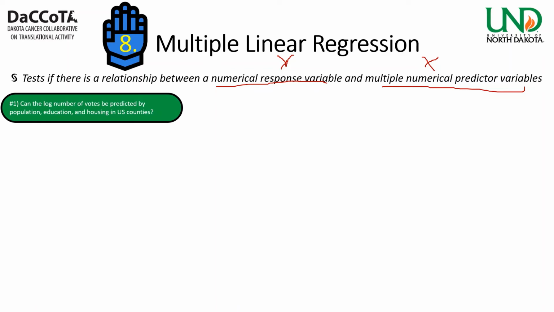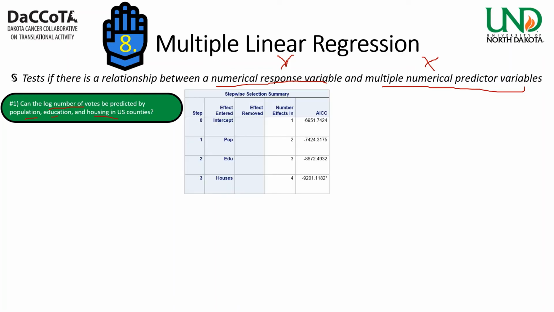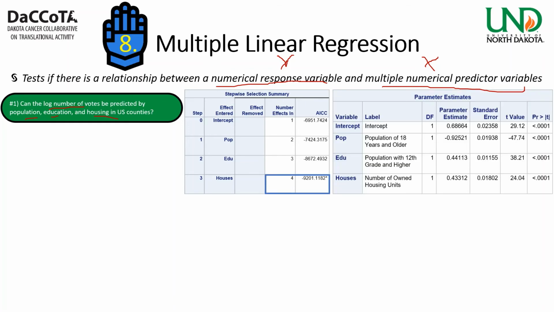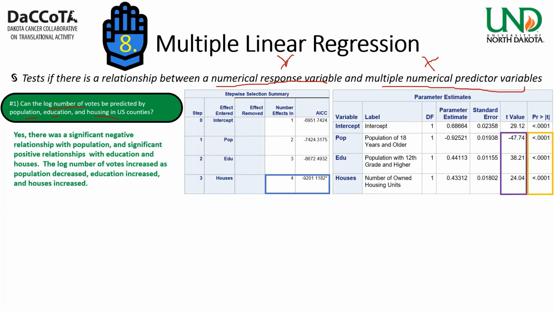So can we predict log number of votes by population, education, housing? With multiple regression, often you can't add everything, so sometimes you do model selection, and I'll show that here. It turns out, yeah, if we add all of these, it significantly adds to the model. Here, again, we were looking at multiple t-values, and we find that they're all significant. So yeah, there's a significant relation between population, education, houses. It looks like it was a negative relationship with population, but positive for education and housing.